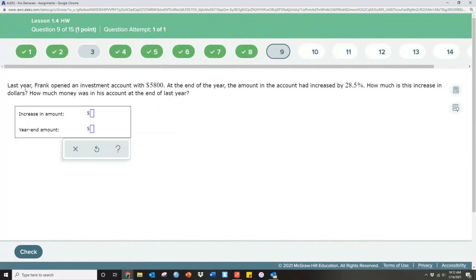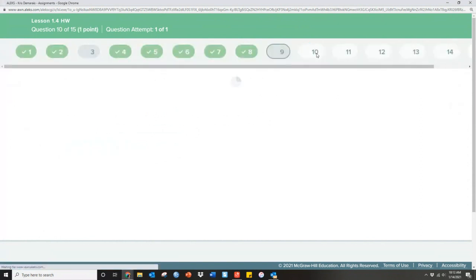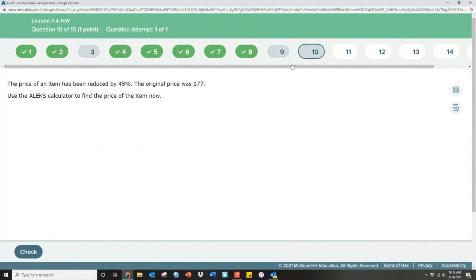If it says what is the price of the item after the sales tax, then that would be adding it back. So last year, Frank opened an investment account. At the end of the year, the amount had increased by 28.5%, which is realistic in stock market investments. So how much is the increase in dollars? You just take the 28.5% times the 1,500, and then at the end of the year, you just add it back to the 1,500. And we already did something like that.